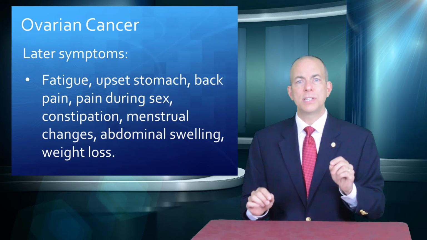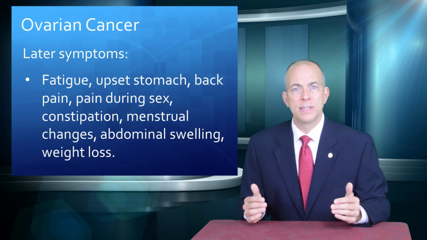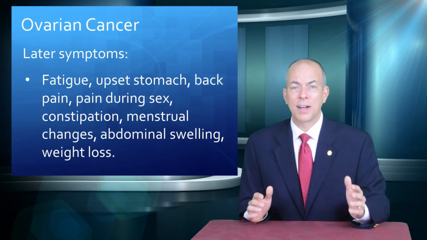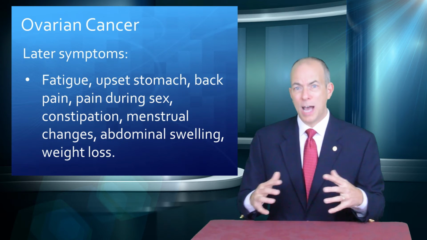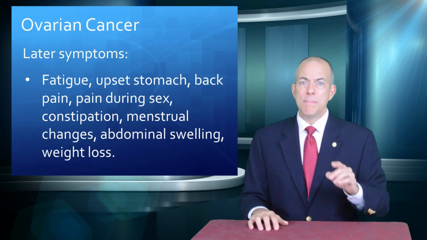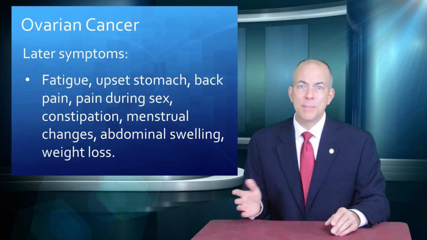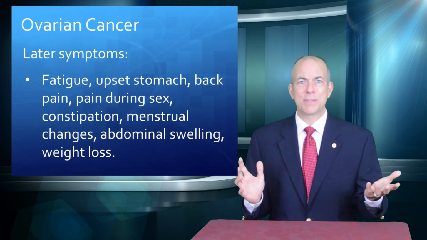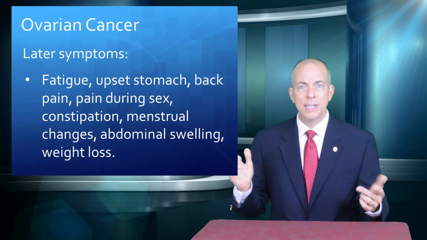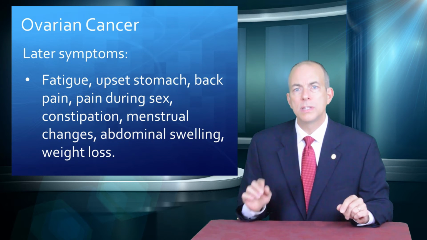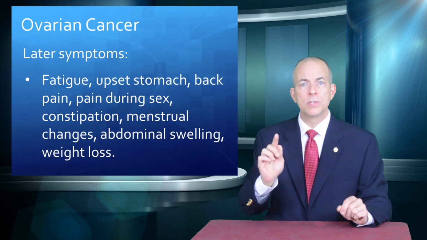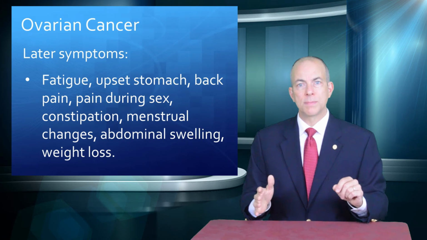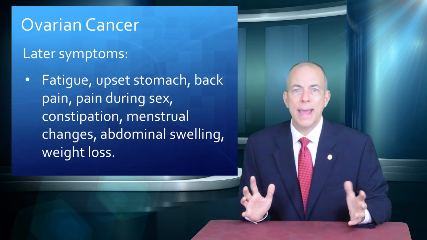As ovarian cancer continues to advance, the symptoms progress and can include fatigue, upset stomach, back pain, pain during sex, constipation, menstrual changes, abdominal swelling, and weight loss. Many of these symptoms can occur from time to time in any woman. Many of us of any gender experience occasional constipation, upset stomach, and urinary urgency, but for the person with ovarian cancer, these problems persist and do not get better. These women do not feel normal. If the medical provider documents these symptoms in the health record, then a pattern may emerge.